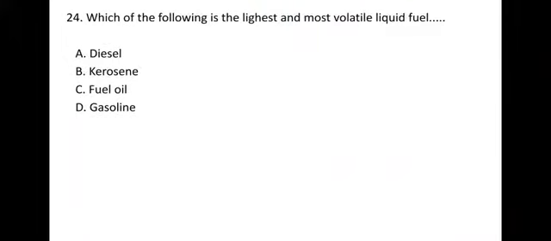Next question. Which of the following is the lightest and most volatile liquid fuel? Answer is gasoline. Gasoline is also known as petrol, and petrol is the lightest and most volatile liquid fuel among diesel, kerosene and fuel oil.